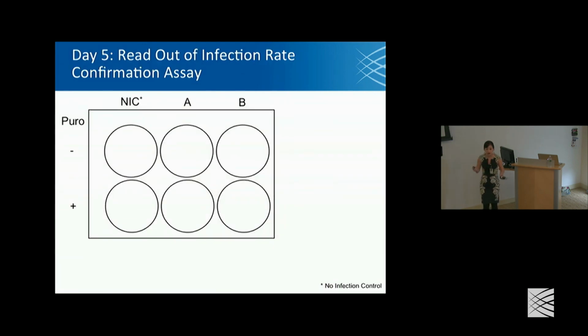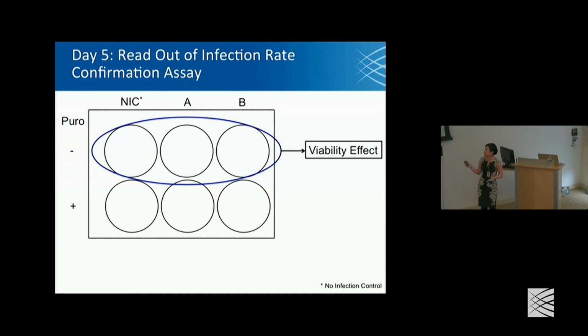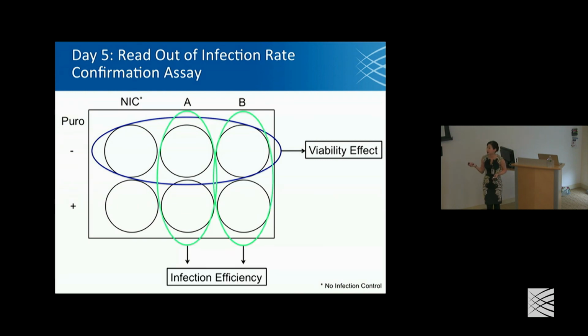Now that we've seeded our infection rate confirmation assays and our replicates, on day 5, we're going to do the readout of this infection rate confirmation assay. This gives you a lot of information. This is almost like a miniature assay dev readout. On the top row with our minus puro, you're able to see a viability effect by comparing the NIC to the REF A and REF B and the non-puro wells. You'll also get your infection efficiency between your replicate A and replicate B when you convert them to minus puro wells. And lastly, you'll be able to see your puro efficiency through this.